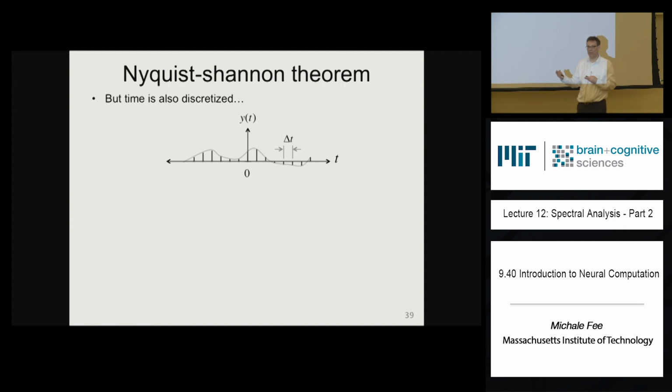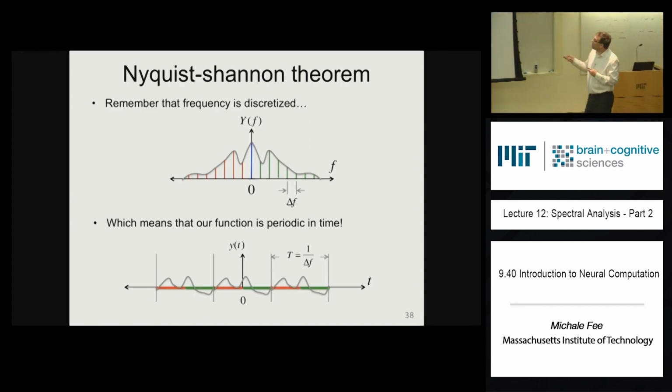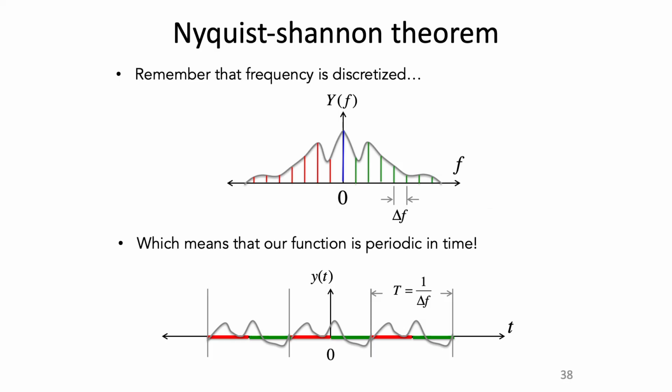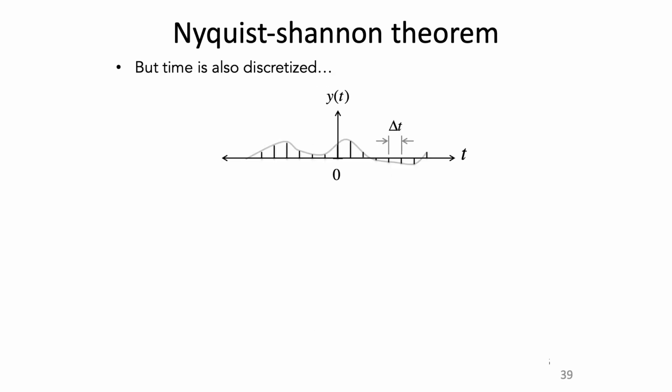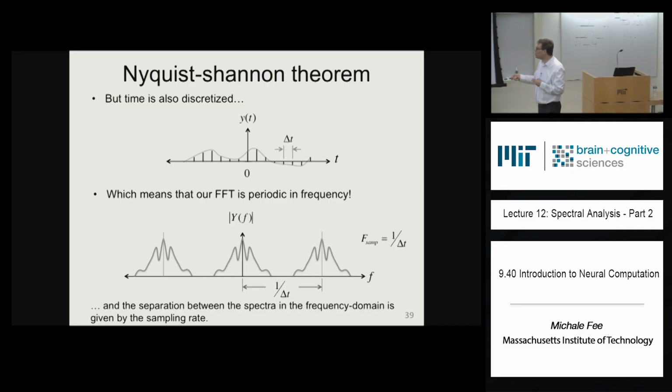It's also periodic, okay? So discretely sampled in frequency at regular intervals means that the signal is periodic in time. Discretely sampled in time means that the Fourier transform is periodic, okay? Now, we don't usually think about this.